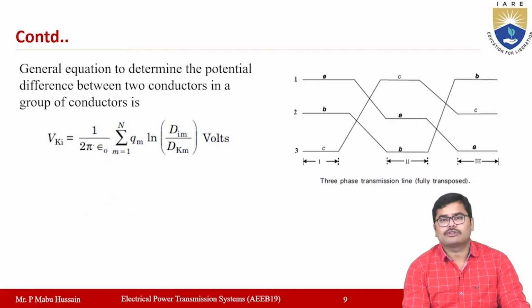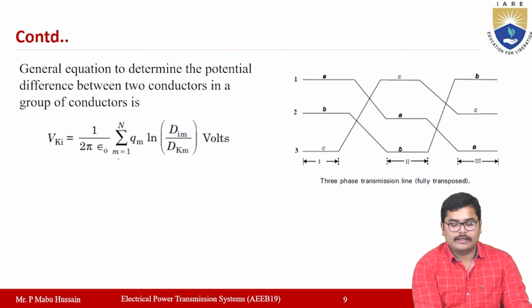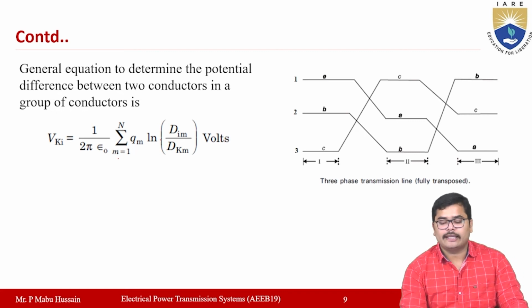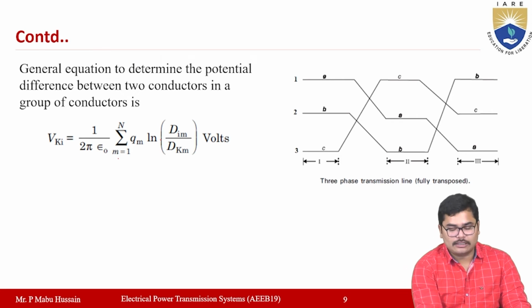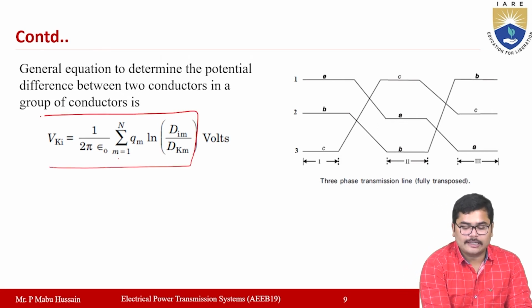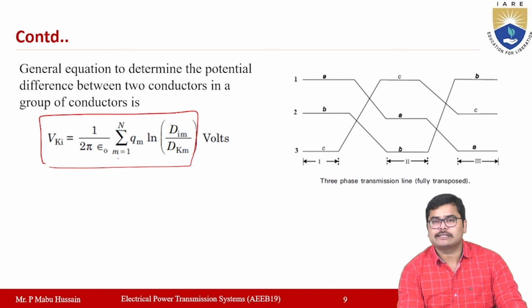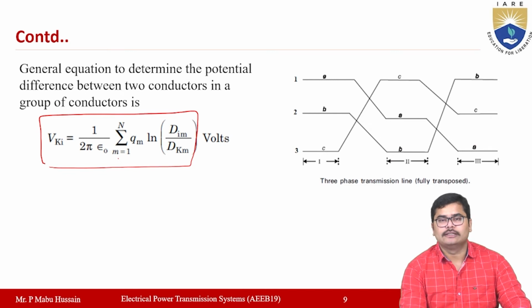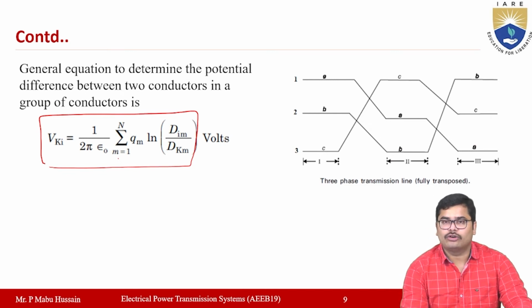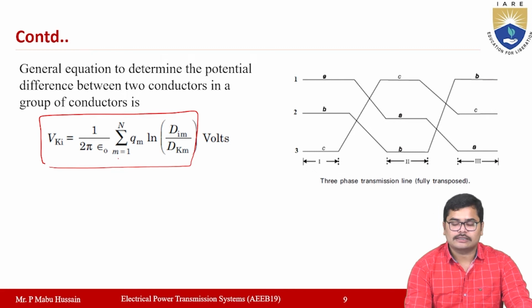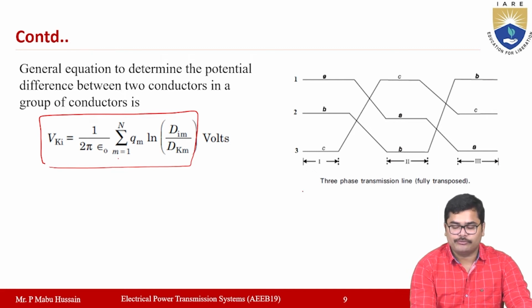So 1 by 2 pi epsilon naught into sigma m equal to 1 to n, Qm ln Dim by Dkm. So this is the general equation to determine the potential difference between any two conductors in n number of group of conductors. Okay, so here in a three-phase transmission line system, you are having only 3 conductors which are represented with A, B, C.